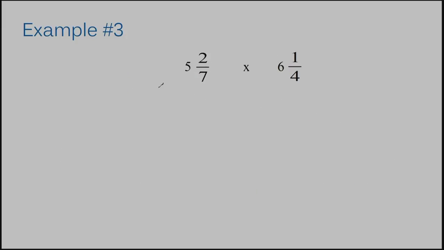Example number 3. It's time for me to make these mixed numbers into improper fractions. 7 times 5 is 35. 35 plus 2 is 37. The denominator remains 7. I'm going to multiply that by whatever I have over here. 4 times 6 is 24. 24 plus 1 is 25.